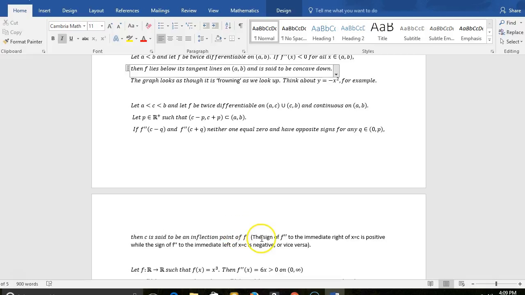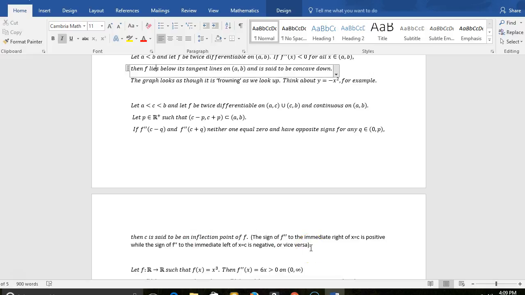The sign of F double prime, in other words, what we're saying informally is the sign of F double prime to the immediate right of x equals C is the opposite of the sign of F double prime to the immediate left. So if the sign to the immediate right of x equals C is positive, say, then the sign to the immediate left will be negative, and vice versa.